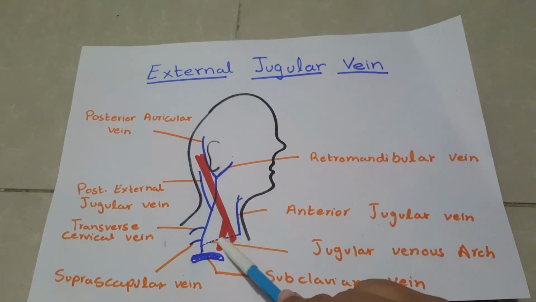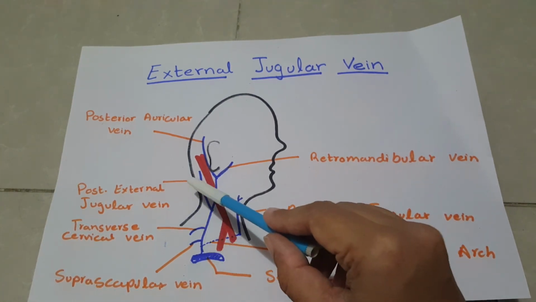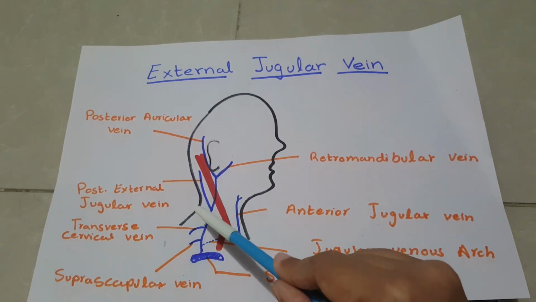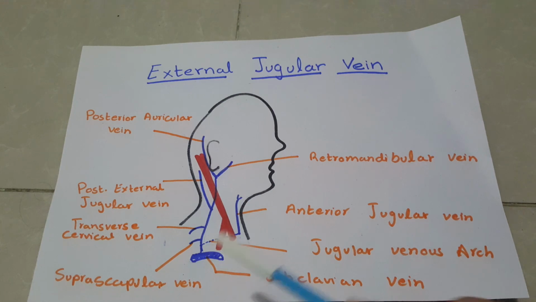So this dotted line shows the jugular venous arch. So posterior external jugular vein, transverse cervical vein, suprascapular vein, and anterior jugular vein are the tributaries of external jugular vein.